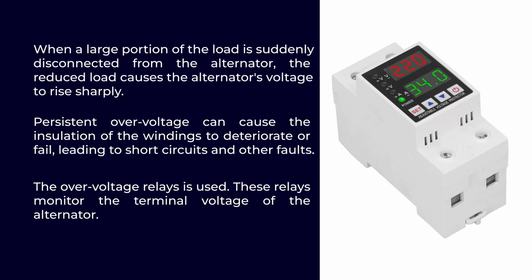These relays monitor the terminal voltage of the alternator. If the voltage exceeds a preset threshold, the relay triggers protective action. It is typically set to operate if the voltage exceeds the normal operating range, usually 110 to 120% of rated voltage.